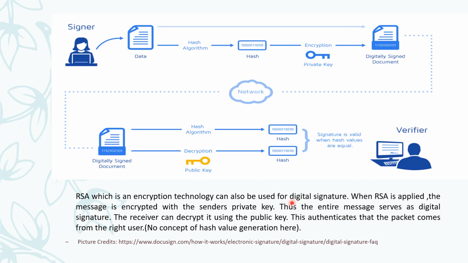But in the case of digital signature, the procedure is slightly different. When RSA is applied, the message is encrypted with the sender's private key. If you compare this RSA implementation with the block diagram, here the entire message is encrypted, and this entire message itself serves as the digital signature. The entire message is encrypted with the sender's private key and sent. At the receiver side, the receiver should be able to decrypt it using the public key. If the receiver is able to decrypt, that means the packet or the data has come from the authentic user.